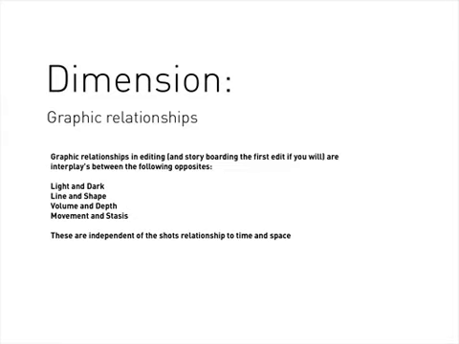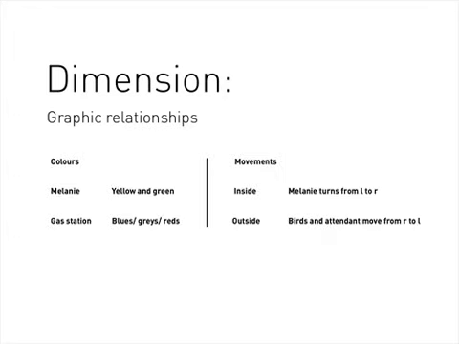These are independent of the shot's relationship to time and space. So we're looking at it in terms of graphic design business. So in the scene we're going to have a look at, there is Melanie. She's in yellow and green, but the external space is in blues, greys, and reds. So if we think about the colour circle, there's a certain amount of complementary colour structure going on. And then in the movements, Melanie on the inside is going from left to right, but on the outside, we're going from right to left. So there are ways to not make things boring by putting them in contradiction with each other.